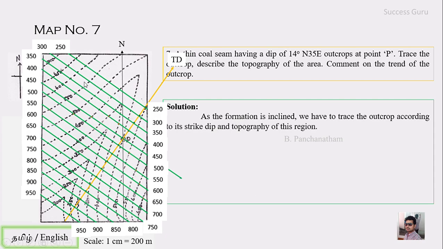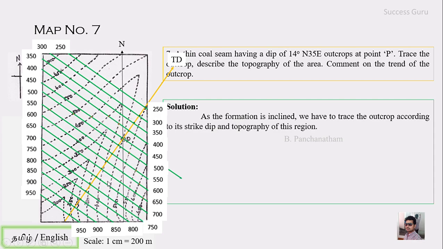So this is your 550 contour, and here is your 550 strike, both meet here. So this will be the first outcrop point, and here is the 500 contour, and here is your 500 strike. These two meet here, so you will be plotting the second point here. Likewise, you can just plot all along, right?